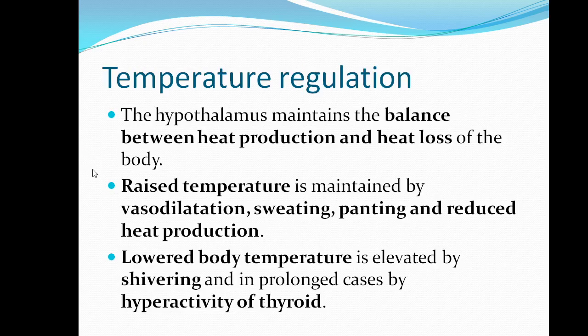Temperature regulation. The hypothalamus maintains the balance between heat production and heat loss of the body. Raised temperature is reduced by vasodilation, sweating, panting, and reducing the heat production. Lowered body temperature is elevated by shivering and, in prolonged cases, by hyperactivity of the thyroid.